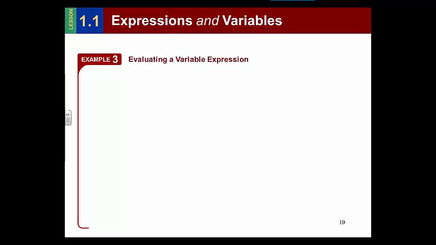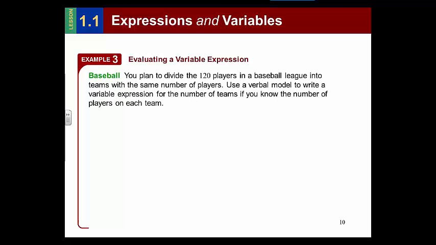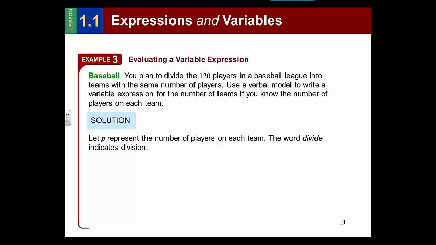In example 3, we will be evaluating a variable expression. You plan to divide the 120 players in a baseball league into teams with the same number of players. Use a verbal model to write a variable expression for the number of teams if you know the number of players on each team. Let P represent the number of players on each team. The word divide obviously indicates division.